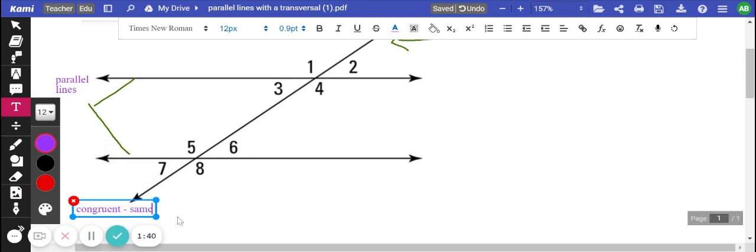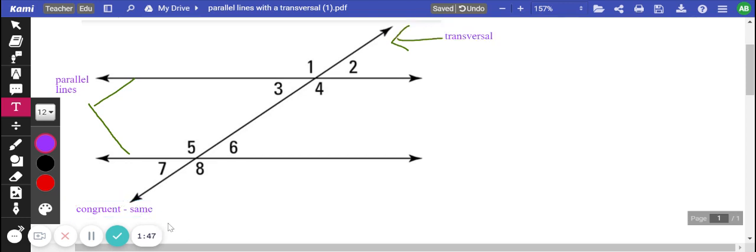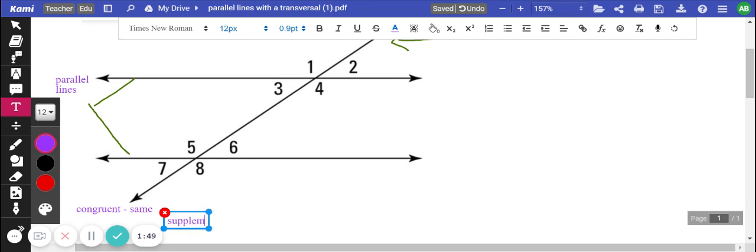Okay. We also have, if you remember from last week, supplementary angles. Supplementary angles equal 180 degrees.